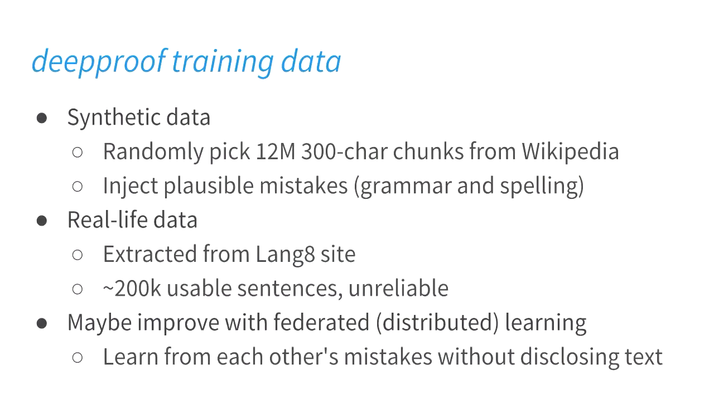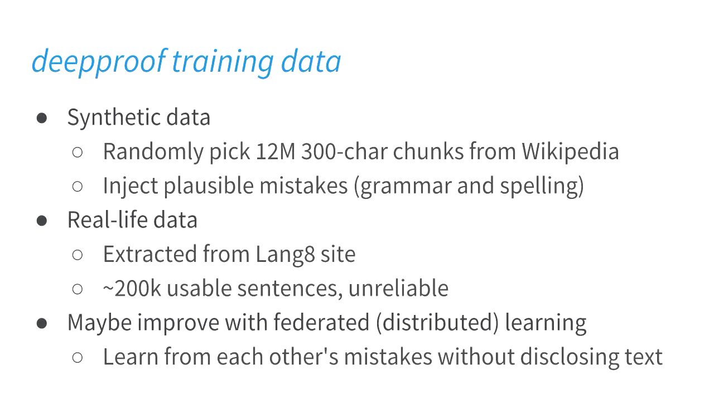For training data, this set was 12 million 300 character chunks that we took from Wikipedia, and then we had these example mistakes that you could make, like mispluralizing something or mutating the spelling of something. And then we would train a network based on that. We also had some real life data that we used, which was, I think, a bunch of papers that people had written and submitted.